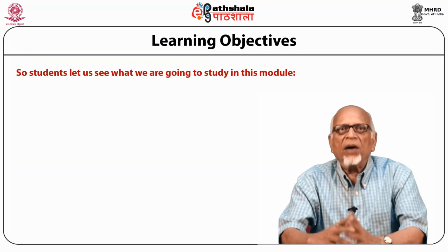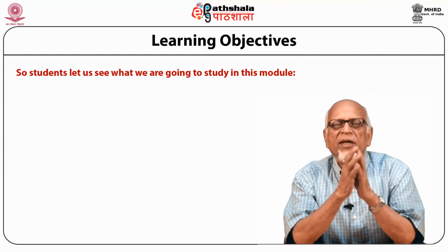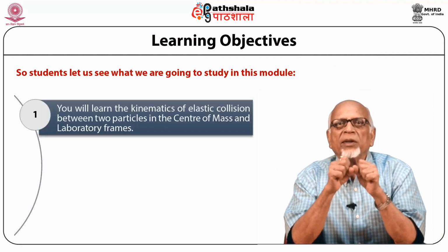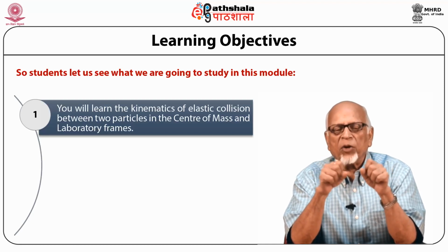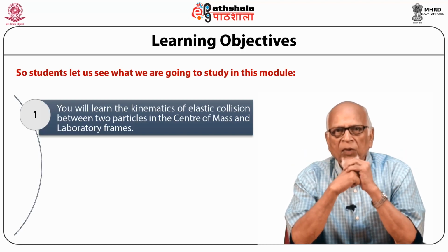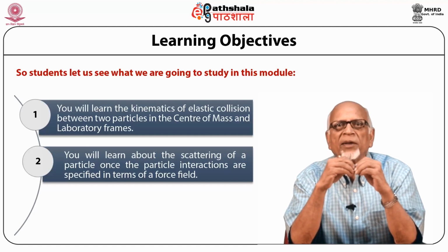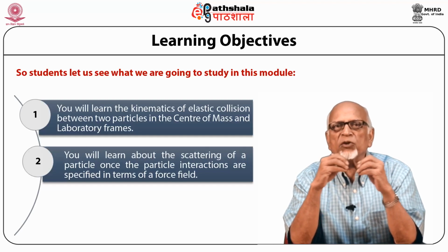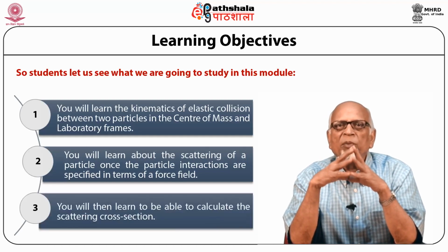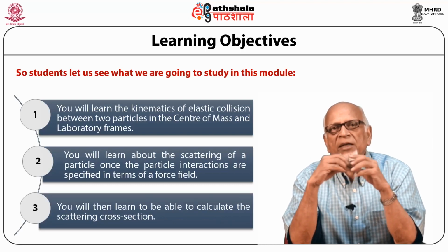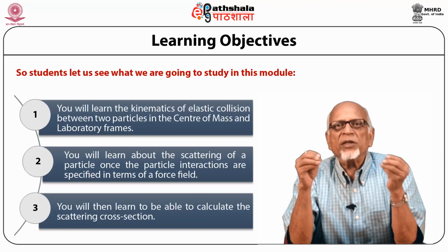In this module today, we are going to talk about elastic scattering and the scattering cross-sections from the paper Classical Mechanics. After studying this module, you should be able to understand the kinematics involved in elastic collision between two particles in the center of mass frame and in the laboratory frame, which we will define. You will learn about the scattering of a particle once the particle interactions are specified in terms of the force field, and then you will be able to calculate the scattering cross sections once the force is specified.